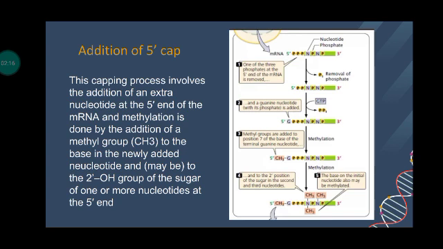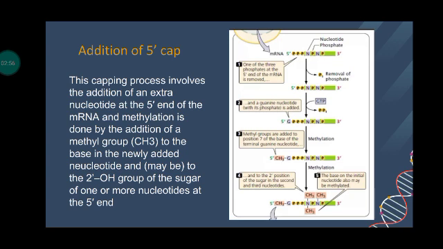In this picture you can see that first one of the three phosphates at the 5' end of the mRNA is removed. This is done by the 5' triphosphatase enzyme, and then a guanine nucleotide with its phosphate is added. The guanine is added by an enzyme known as guanyl transferase, and methyl groups are added to position 7 of the base of the terminal guanine nucleotide and to the second position of the sugar in the second and third nucleotides. This methylation is done by an enzyme called methyl transferase.